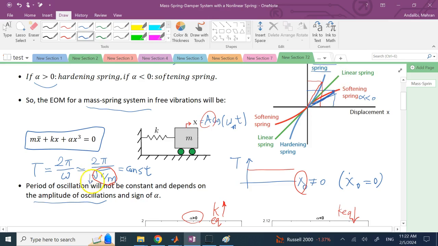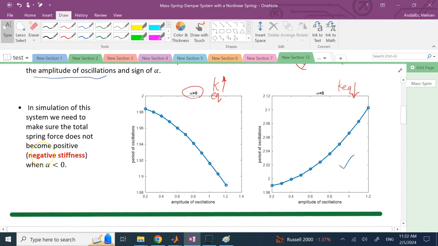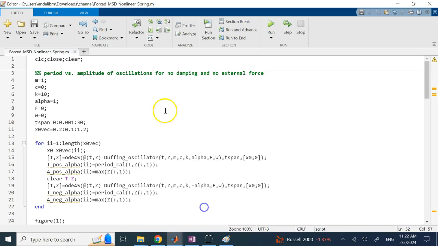So this guy goes down, so T goes up, and you can see that behavior here. So the period of oscillation does depend on the sign of alpha, and it does depend on what? On the amplitude of the oscillation. Okay, and here I have generated that graph for you in MATLAB.